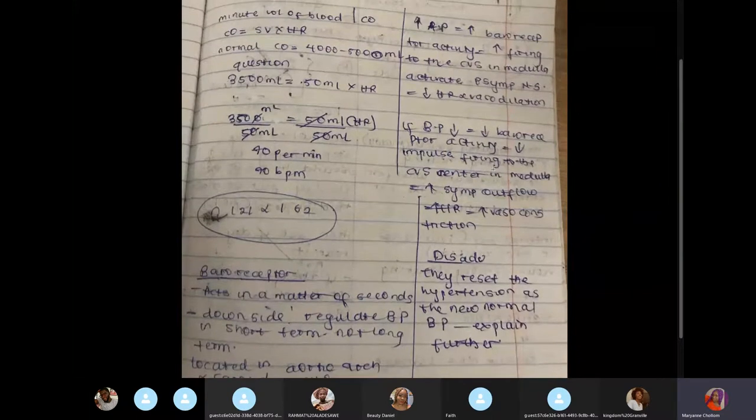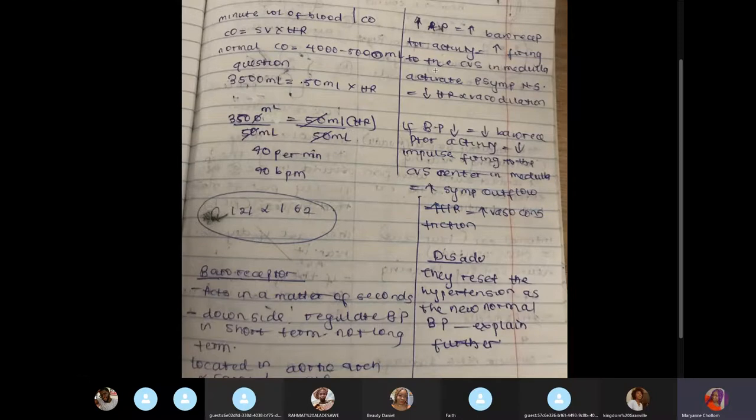Okay, let's start from here. When your blood pressure decreases because the person stood up, the amount of impulse that the baroreceptor is sending to the cardiovascular center in the medulla will decrease. And because it has decreased, your sympathetic nervous system will be activated to stimulate an increase of heart rate and vasoconstriction to increase the blood pressure.